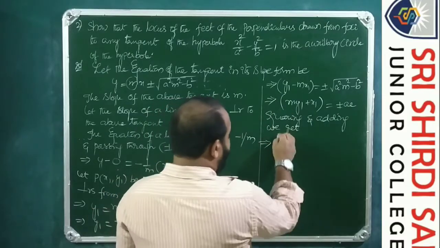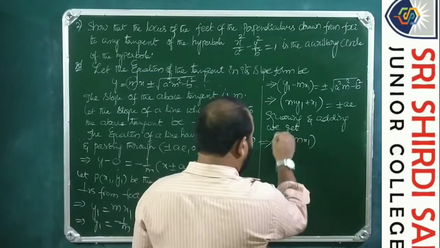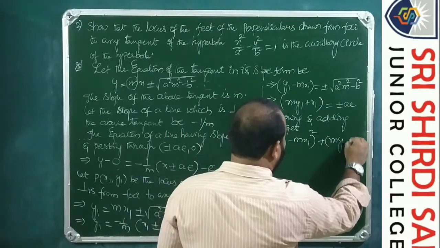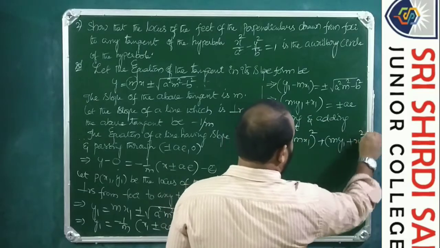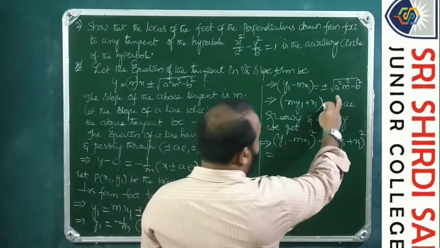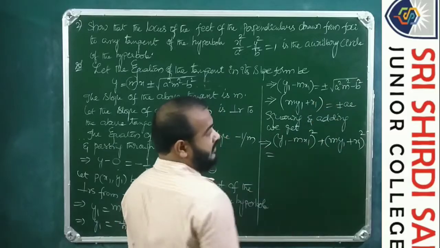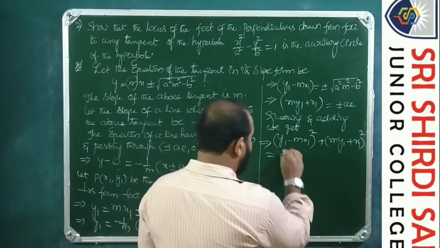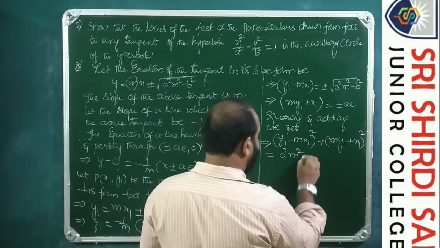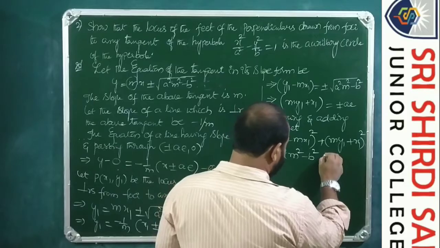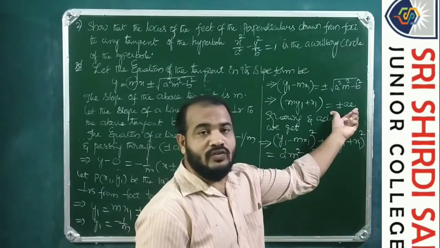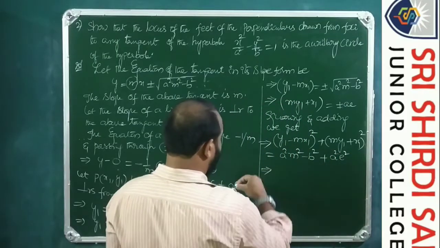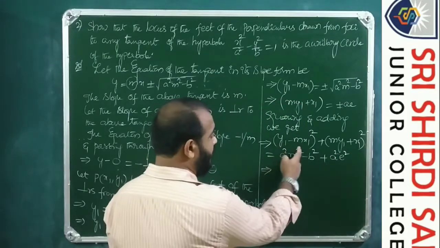y1 minus m x1 whole square plus m y1 plus x1 whole square is equal to, if we square, then the plus or minus whole square is plus, and the square and root get eliminated. This is a square m square minus b square plus a square e square, which is equal to a square plus b square minus 2ab.